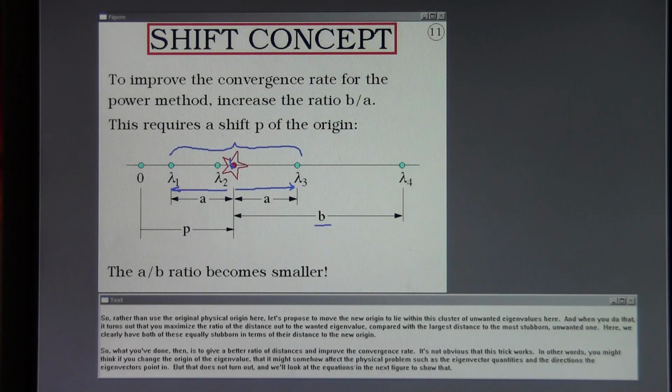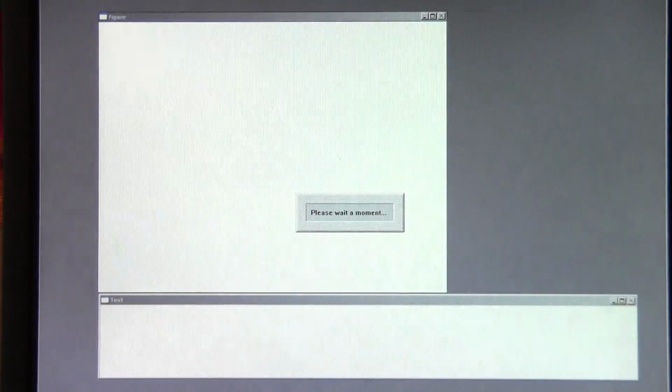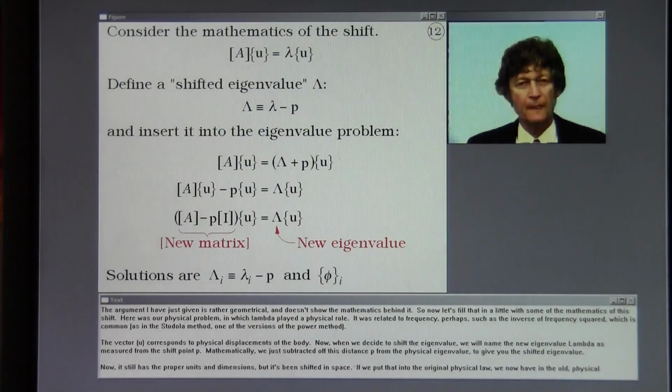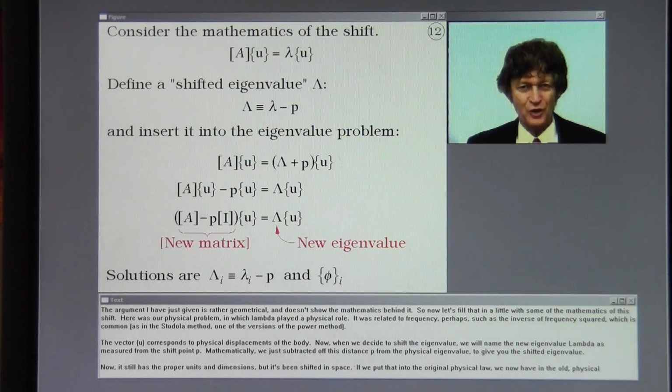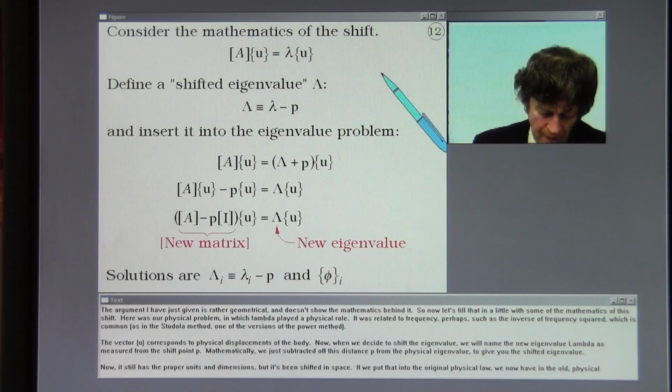It's not obvious that this trick works. In other words, you might think that if you change the origin of the eigenvalue, that it might somehow affect the physical problem, such as the eigenvector quantities and the directions the eigenvectors point in. But that does not turn out, and we'll look at the equations in the next figure to show that. The argument I've just given is rather geometrical and doesn't show the mathematics behind it. So now let's fill that in a little with some of the mathematics of this shift.